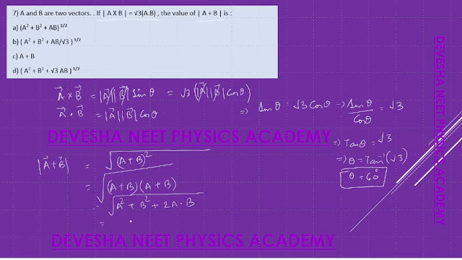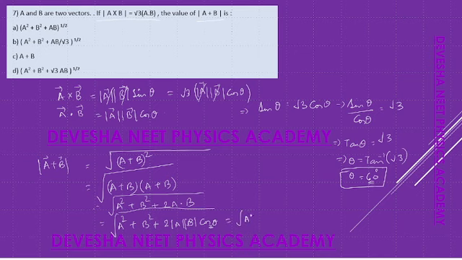So this is A square plus B square plus what is 2 dot AB? So 2 dot AB, we know that A dot B is equal to |A||B| cos theta. Now we know that theta is equal to 60 degrees. So cos theta is equal to half, correct?